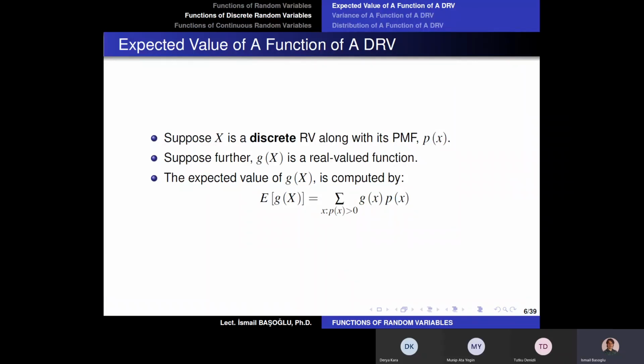Discrete random variables. Okay, my objective is to determine the expected value of a discrete function of a discrete random variable. So x is a discrete random variable and it has its own probability mass function px, which shows me the probabilities at certain values. Now, g of x is a real valued function, which is a transformation, any function, okay? But it's a real valued function.